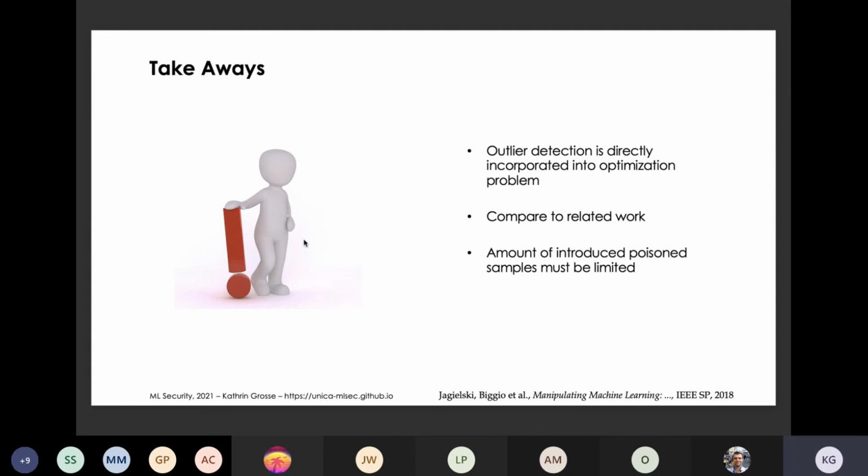And then something good about the paper in general is that you compare to related work. This is always very helpful because it helps to put everything into context. And a natural limitation of this work is that the amount of introduced poisoning samples must be limited, trivially, because you're learning a subset of the points. And as soon as you're having more poisoning points than the points you are ignoring, you will not be able to ignore all poisoning points.